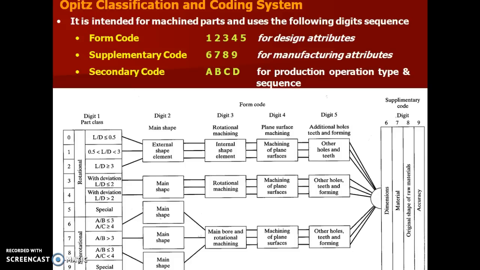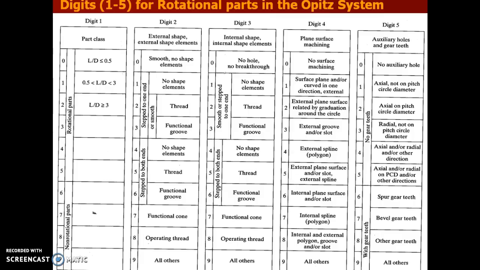Here you can see the form code and the supplementary code explained. Digit 1 is about the part class, digit 2 about the main shape, digit 3 about the rotational machining aspect, digit 4 about the plane surface machining, digit 5 about the additional holes, teeth and forming required, and digits 6, 7, 8, 9 are the supplementary code, which describes the dimension, the type of material, the original shape of the raw material and the accuracy which is required.